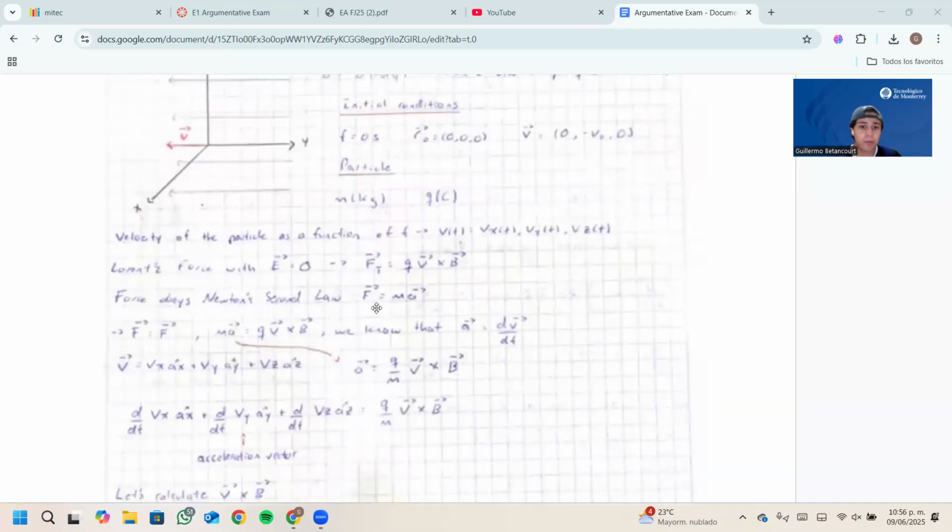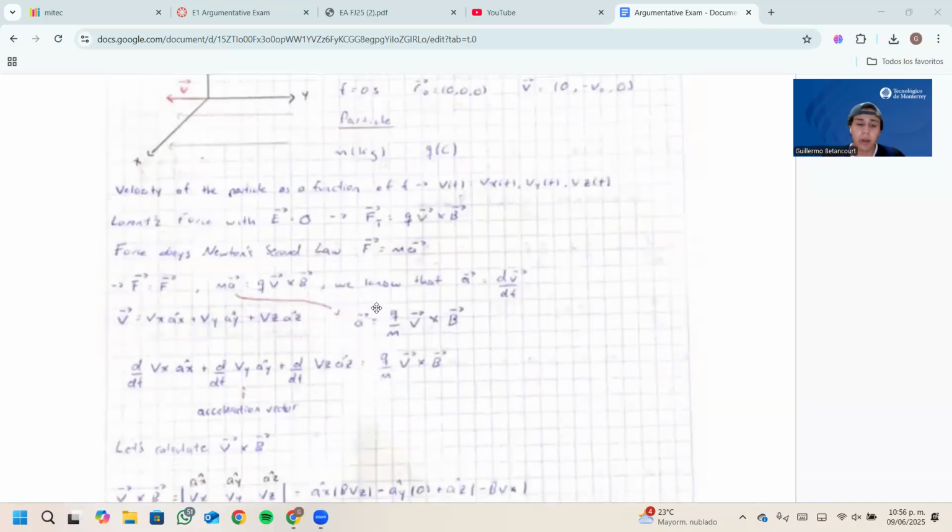So first, we know the Lorentz force, with an electric field of 0. We know that this force obeys Newton's second law, which is force equals mass times acceleration. So now we equate Newton's second law with the Lorentz force. We know that the acceleration is the differential of velocity over time.